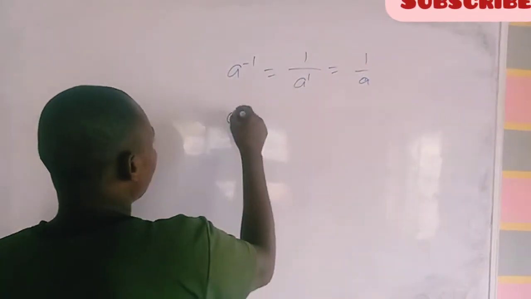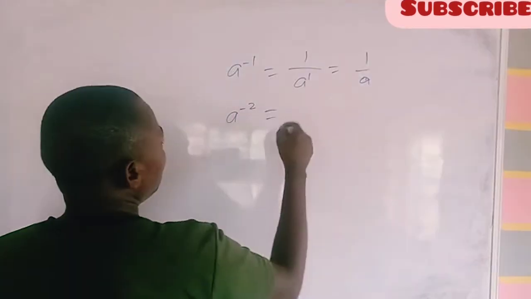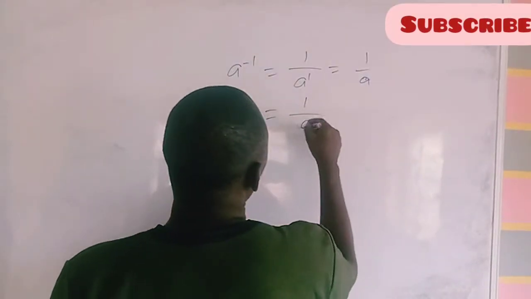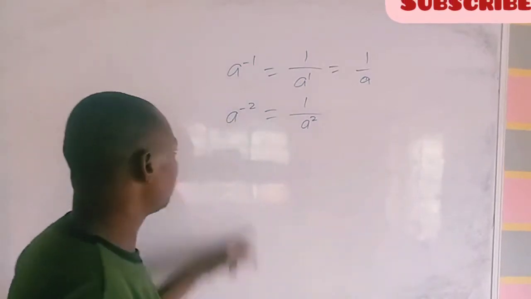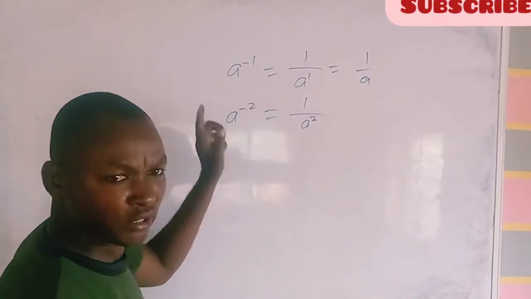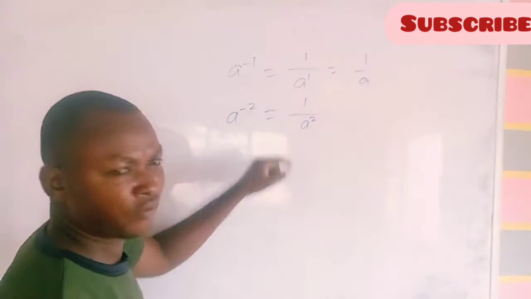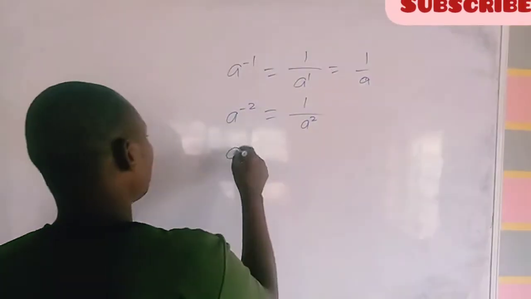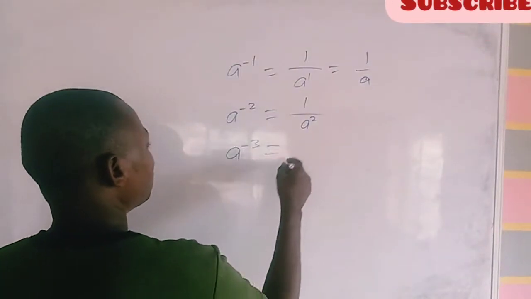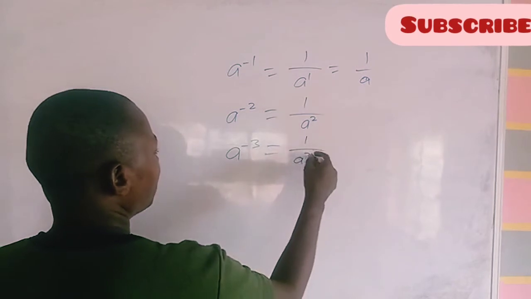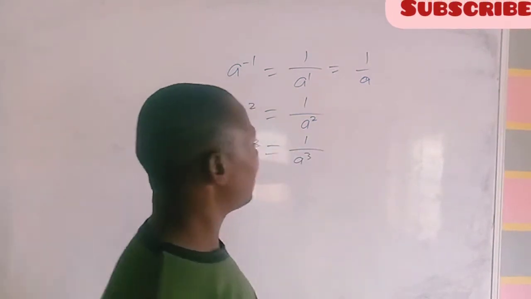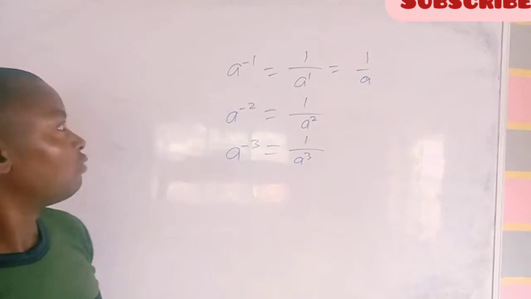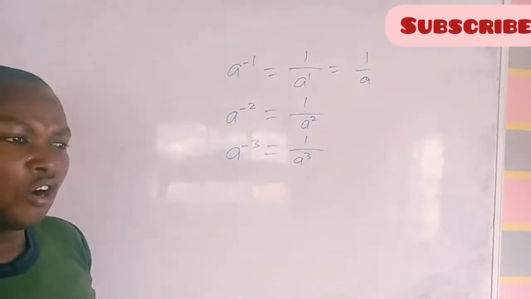So what of a raised to the power minus 2? We are going to have 1 over a raised to the power 2. So this minus will disappear and become 1 over. Okay? This one is a raised to the power minus 3, which gives us 1 over a raised to the power 3. So anything raised to the power minus will give us the reciprocal of that thing and the power.